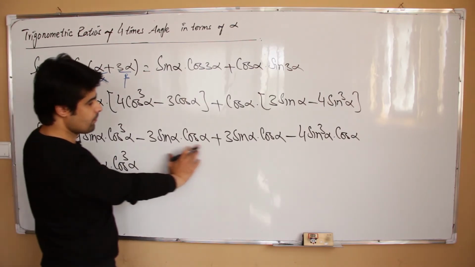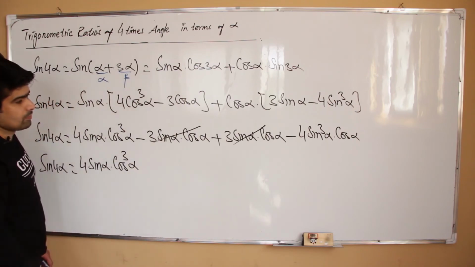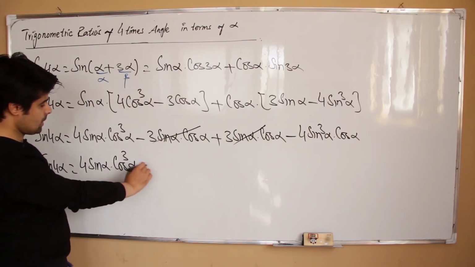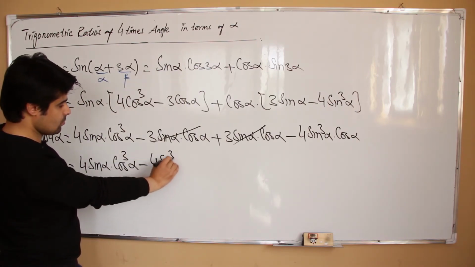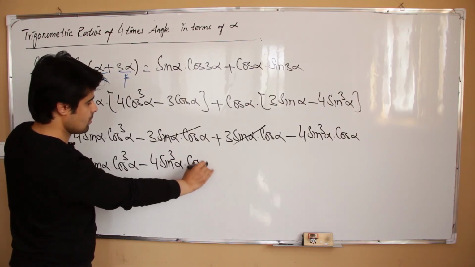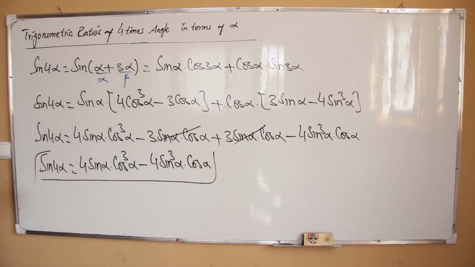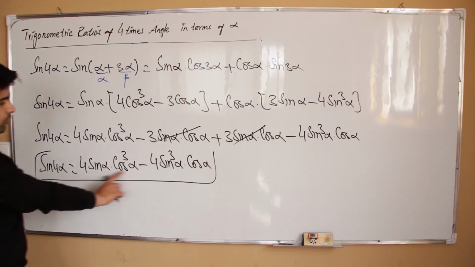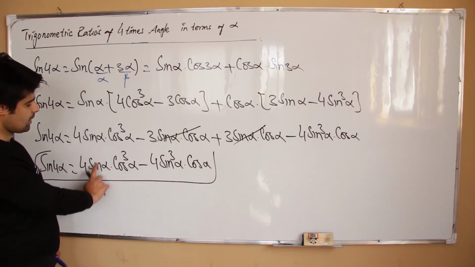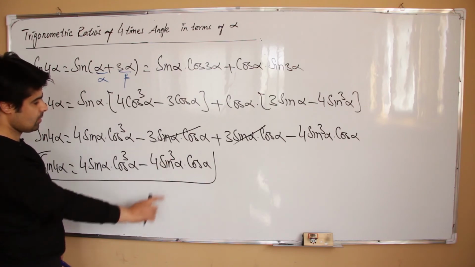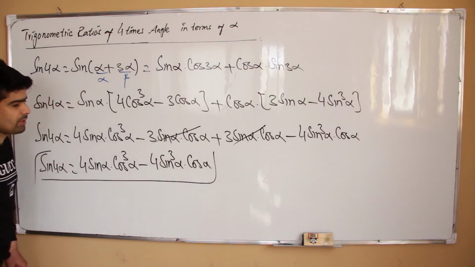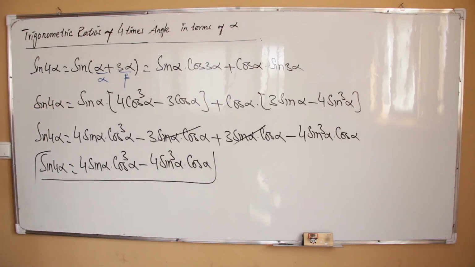This one is cancelled. Am I right? Yes. Minus 4 sine cube cosine alpha. Sine of 4 alpha equals 4 sine alpha cosine cube minus 4 sine cube cosine alpha. We have one is sine, the power is 1, sine 3. Cosine power is 1, cosine power is 3. Write it please.